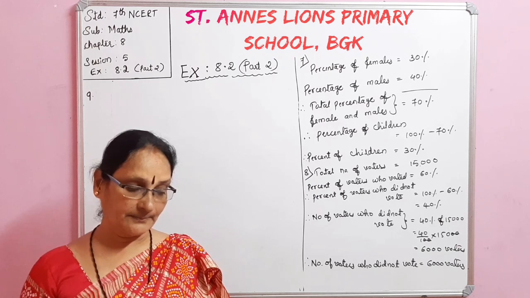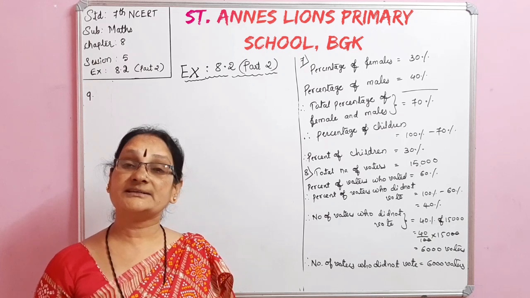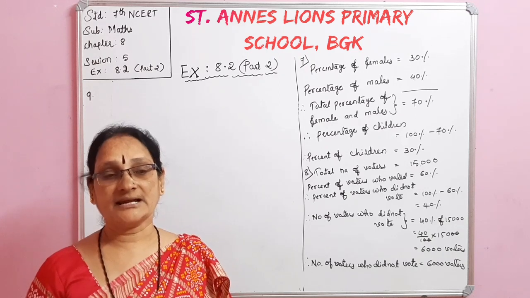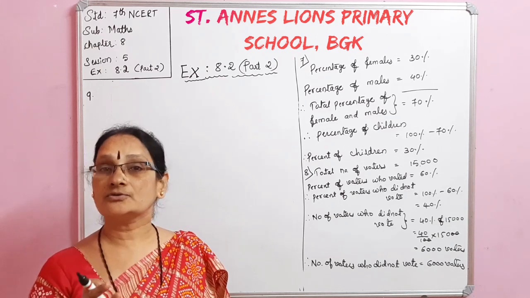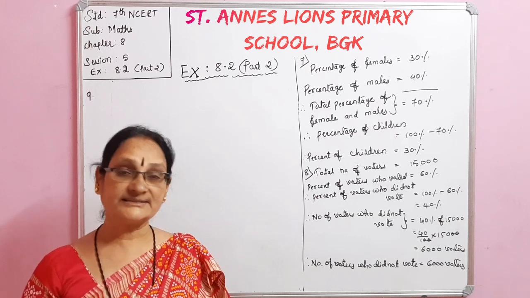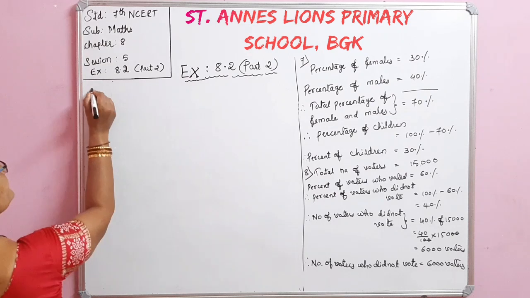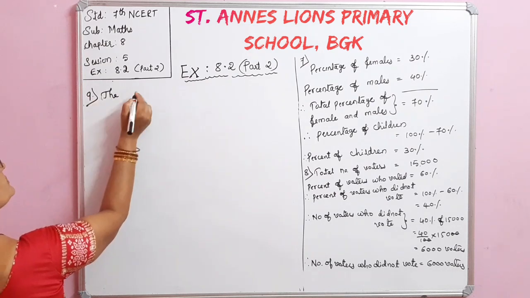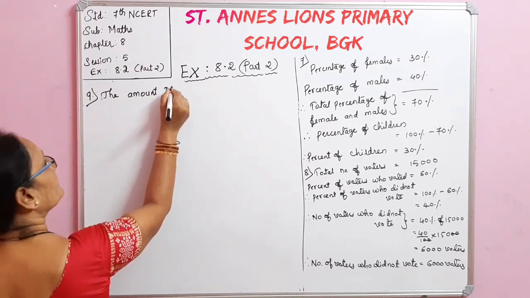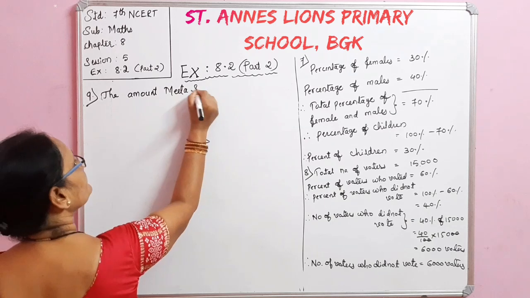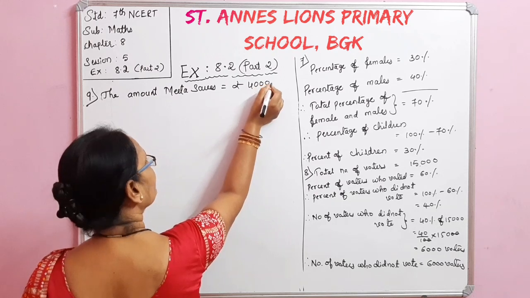This 4,000 amount is 10% of her salary. Her salary is X. That means 10% of X is 4,000. Then what is her salary? Okay, we'll see. The amount Meeta saves is equal to rupees 4,000.